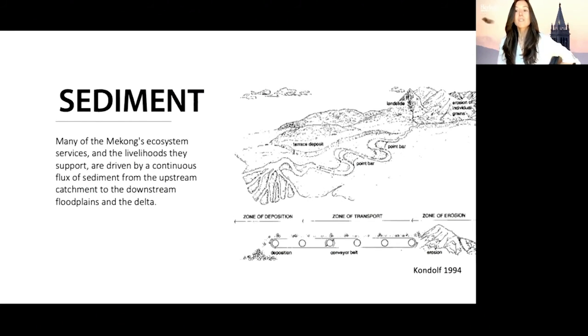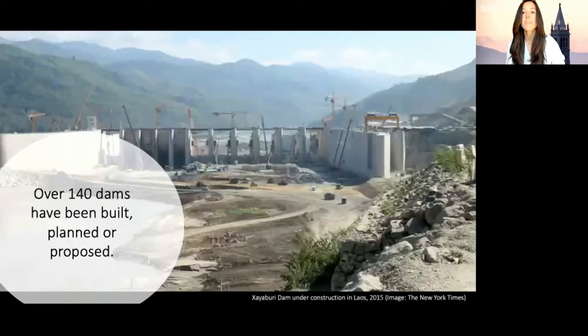Many of the Mekong's ecosystem services and the livelihoods they support are driven by a continuous flux of sediment from the upstream catchment to the downstream floodplains and the delta. It's like a conveyor belt. But as I mentioned before, over 140 dams have been built, planned, or proposed. These dams are trapping sediment that formerly flowed to the delta, and this is rapidly changing the sediment budget of the basin.